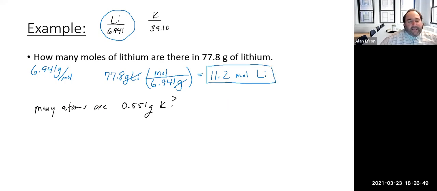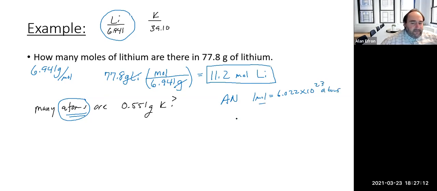All right, taking a look at the next one, which is, I think, your next example. How many atoms are there in 0.551 grams? So atoms is a key word here. Atoms means we do need to use Avogadro's number here, and that is 1 mole is 6.022 times 10 to the 23 atoms. In order to use that, we need things in moles, and they're not in moles, which means we also need to use the molar mass here in grams per mole.